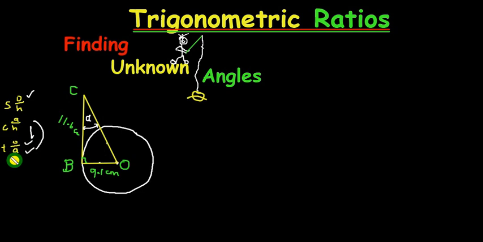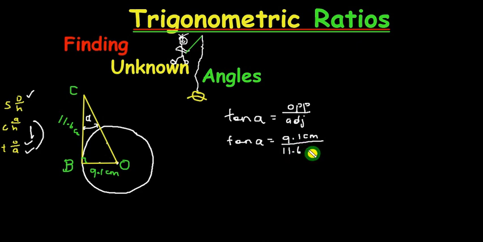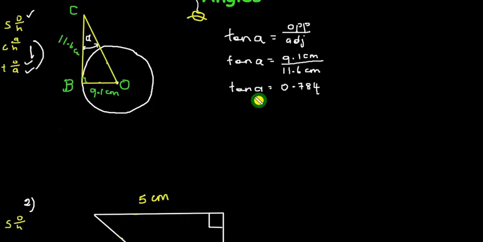So we use tan. We start by writing tan alpha is equal to its opposite side divided by the adjacent side. So tan alpha is equal to 9.1 cm divided by 11.6 cm. So tan alpha is equal to 0.784.